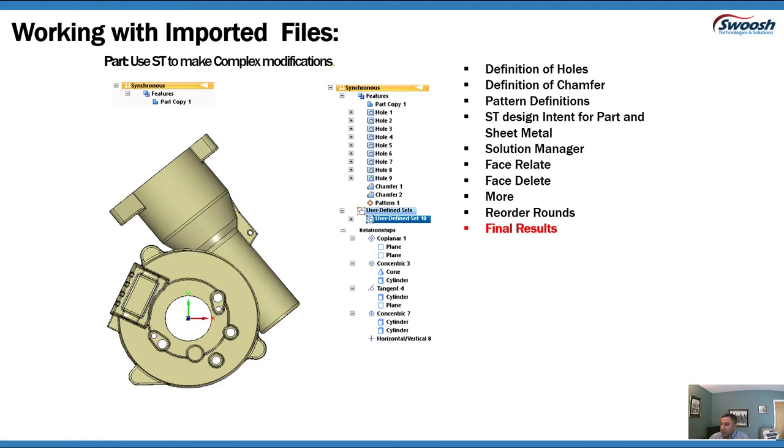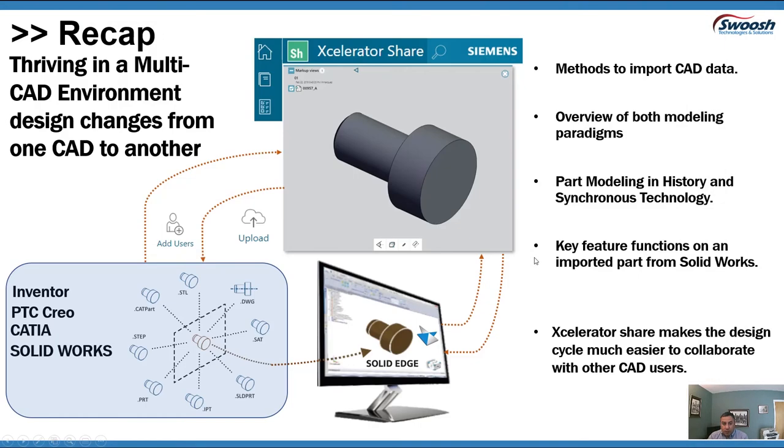As you witnessed today, as stated earlier in the slide, these are your options when working with CAD files that come from other CAD systems. All right, so a recap here. This is basically what we covered: methods of importing CAD data, an overview of both modeling paradigms, part modeling in history and synchronous technology, and key features and functions on the imported part from different CAD systems. Use the accelerator to make the design cycle much easier to collaborate with other CAD users.